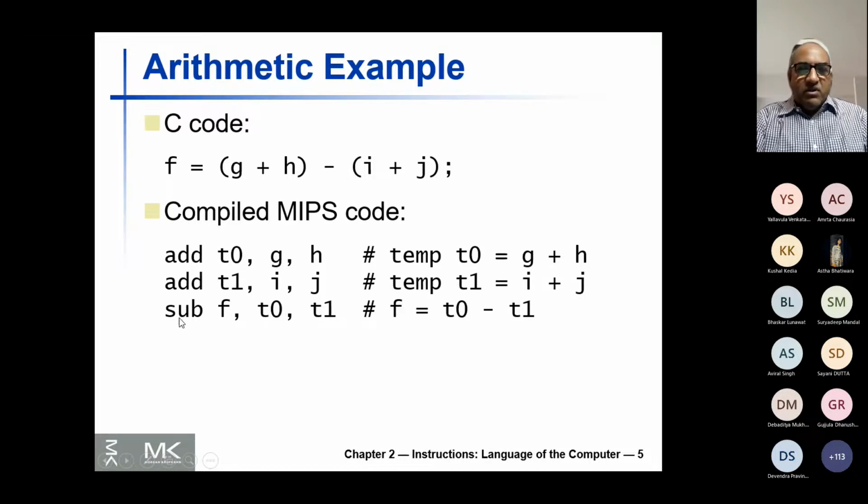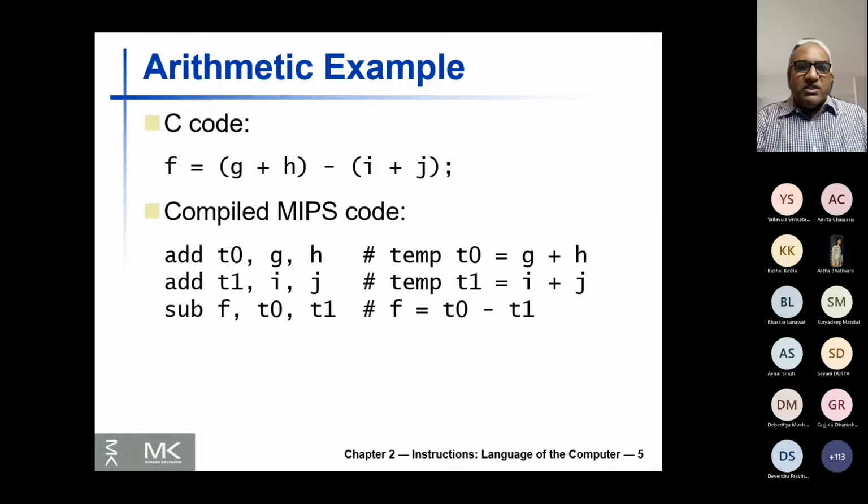So therefore, we have another instruction, subtract, where t1 can be subtracted from t0 and the result will be placed in f1. These two, t0 and t1, are temporary variables. Once this operation is over, they will not exist, which means you can overwrite them. But f, g, h, i, j are the variables, and these may be used later on.